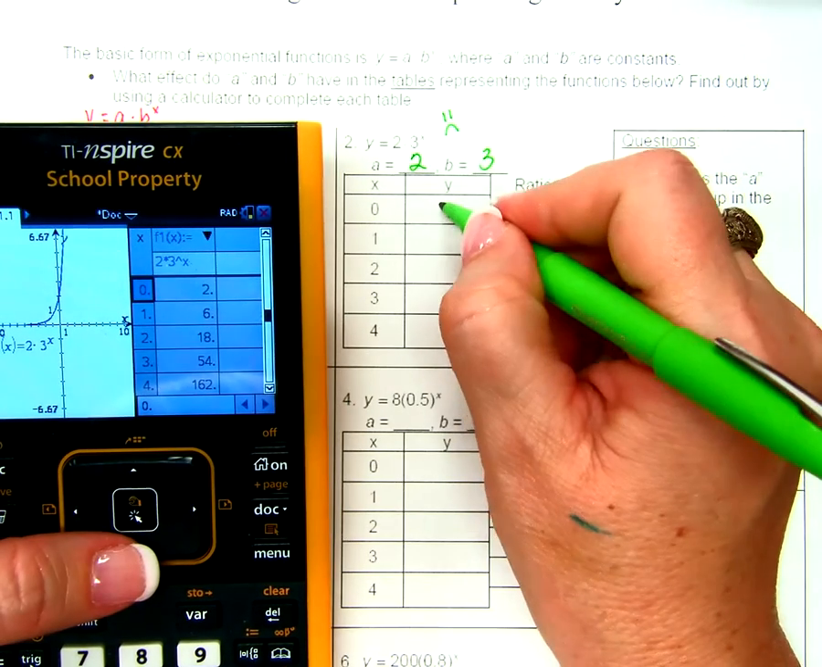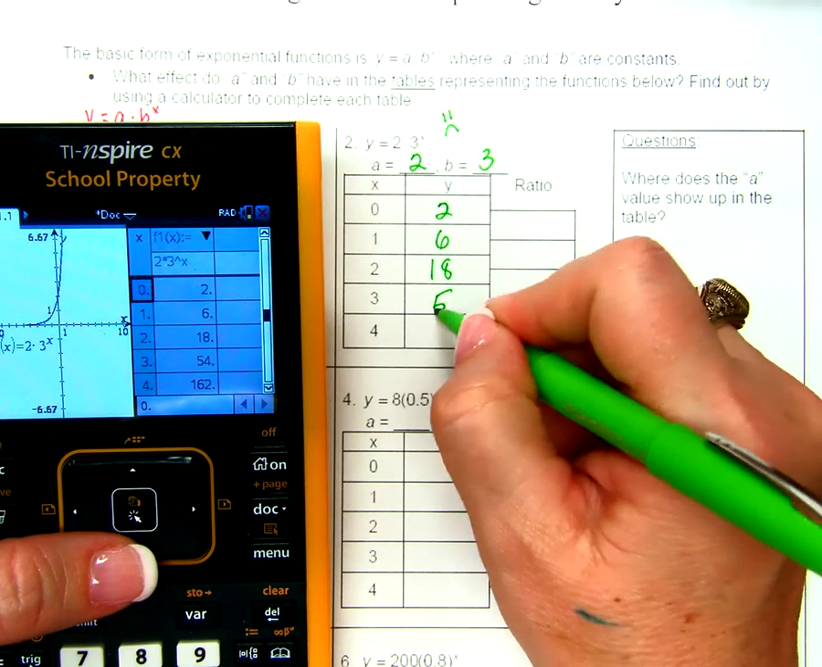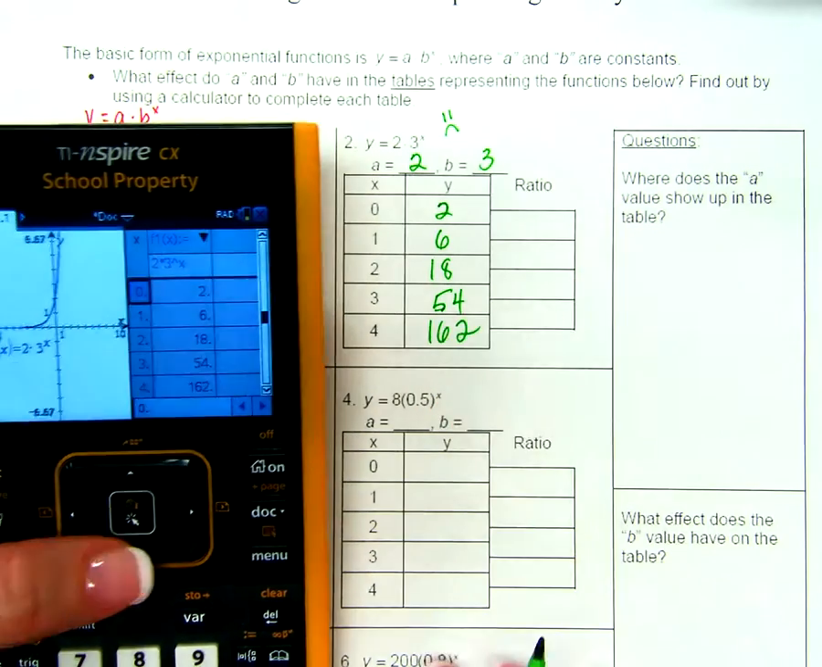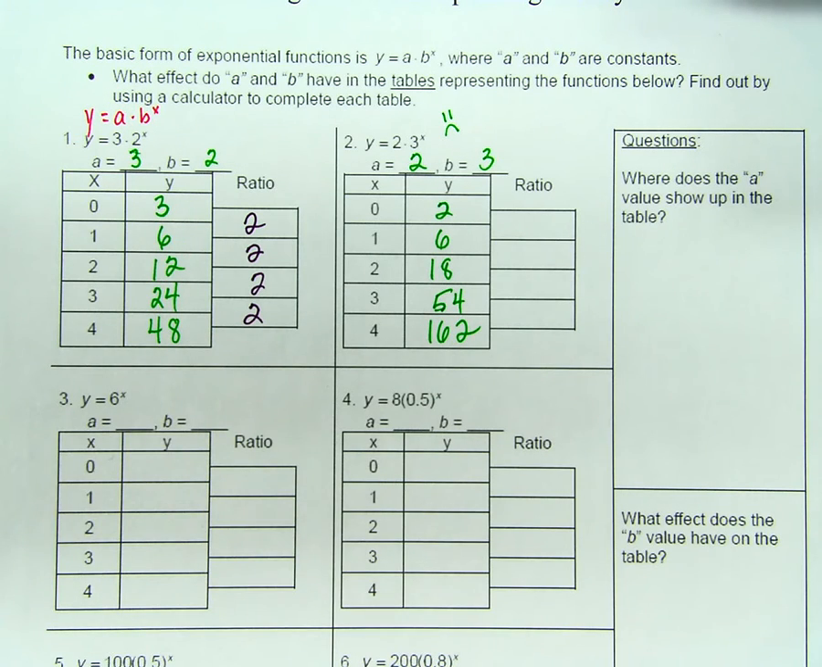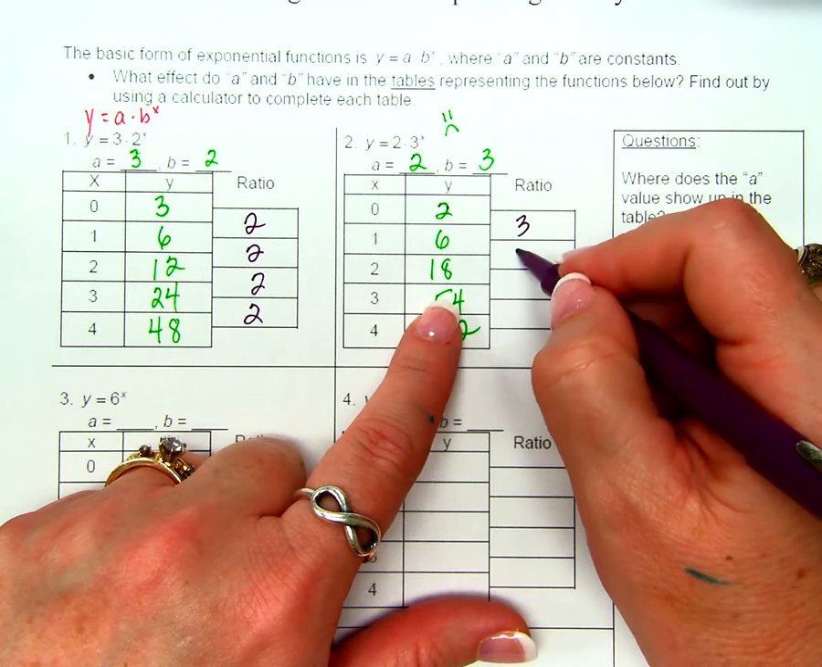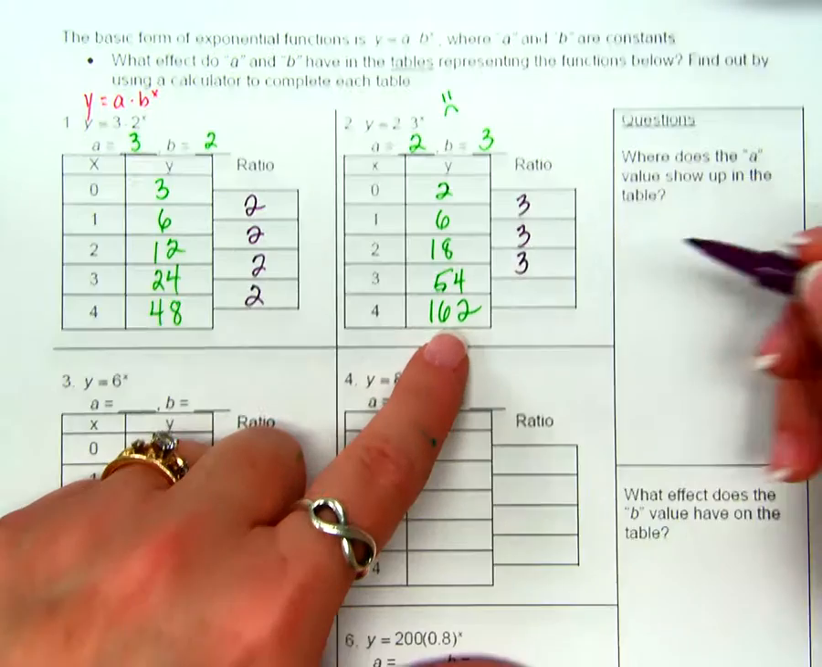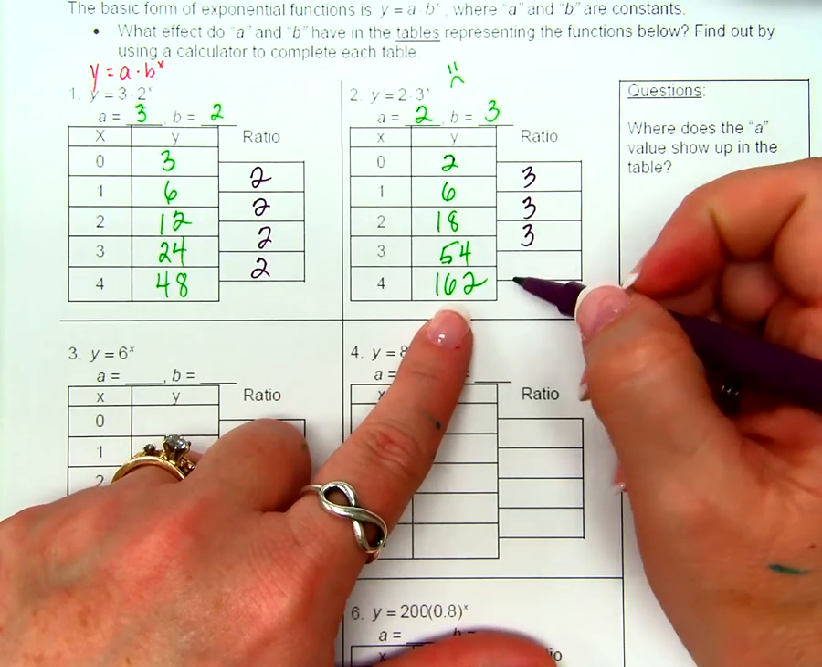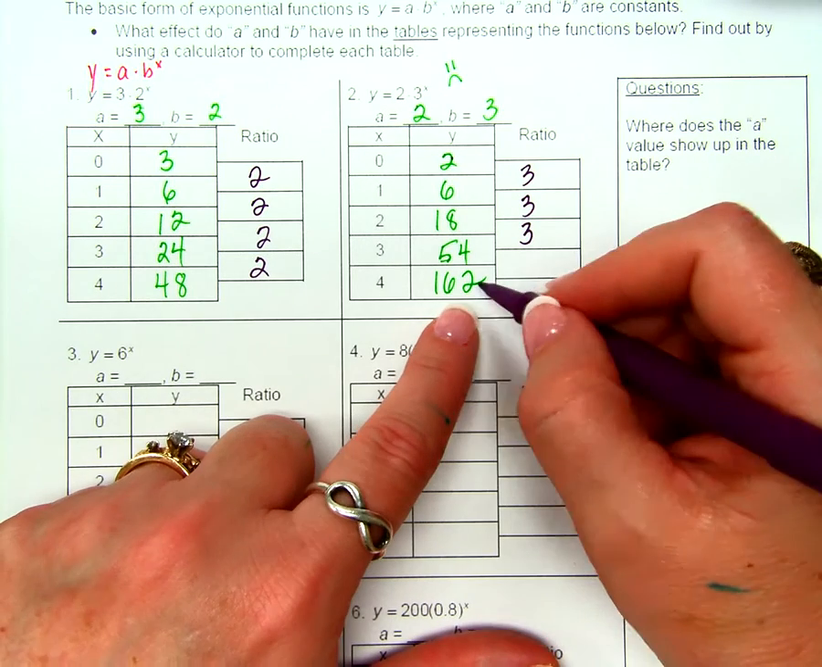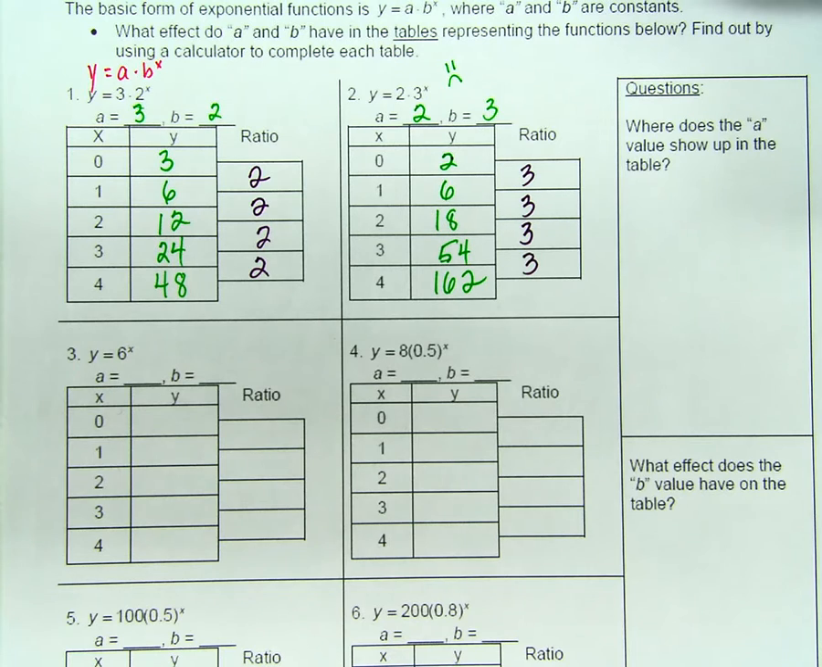0 is 2, 6, 18, 54, and 162. So what is my ratio? What is 6 divided by 2? 3. What is 18 divided by 6? 3. What is 54 divided by 18? Thank you to the one person in the room that's actually checking this with their calculator, not just assuming it's 3. What's 162 divided by 54?